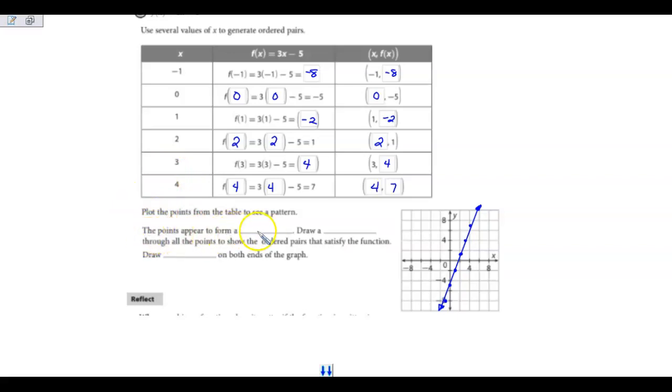The points appear to form a line. So we're going to draw a line through all of the points shown, to show that these ordered pairs satisfy the function. And then we're going to draw arrowheads on both ends of the graph. So I'm just going to put arrows. So you're going to draw arrows. Okay?